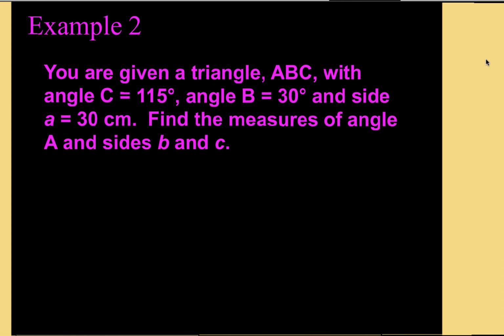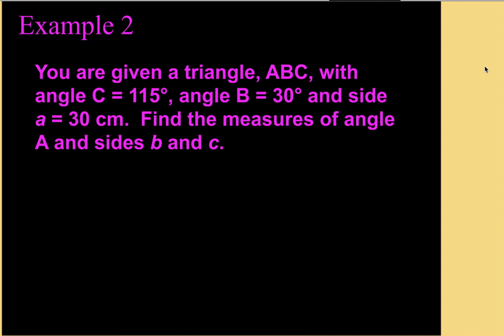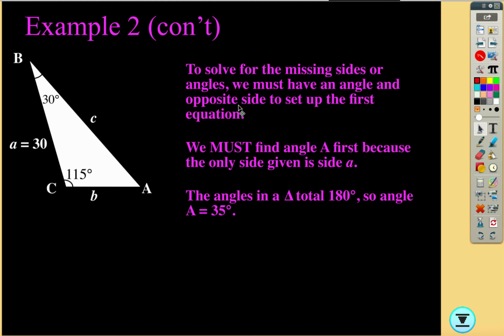Let's try another one. So here's example number 2. This time we're given the triangle ABC with angle C is 115 degrees, angle B is 30 degrees, and side a is 30 centimeters. Then we can find the measures of angle A, sides b, and c. Finding angle A isn't going to be too challenging because they did tell us 2 of the angles already. So it's going to need to add up to 180 degrees.